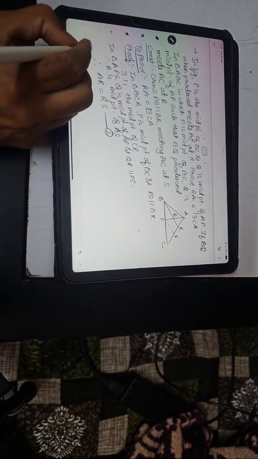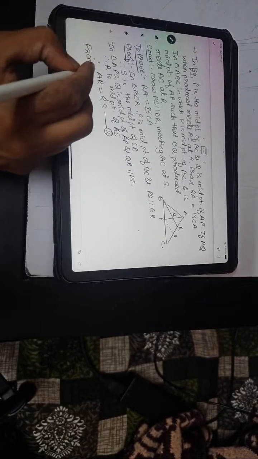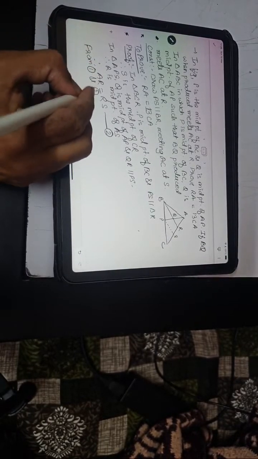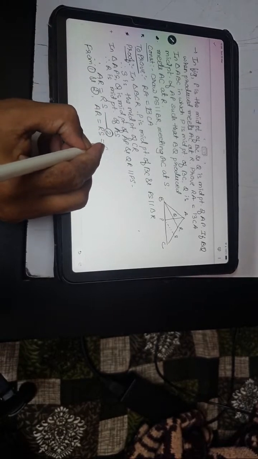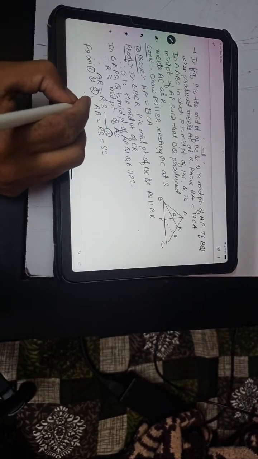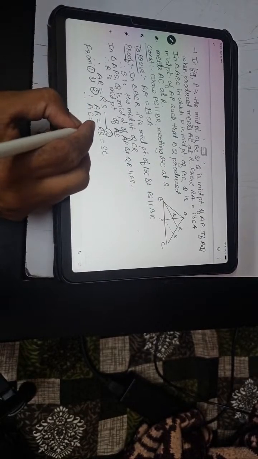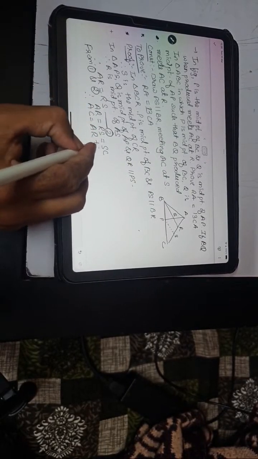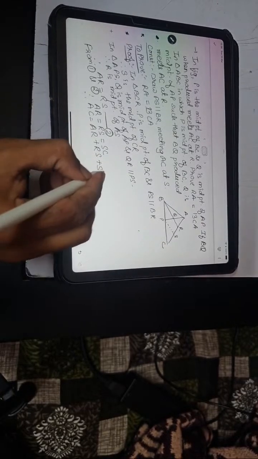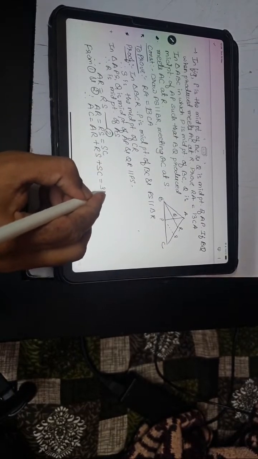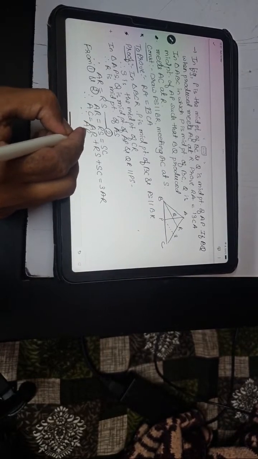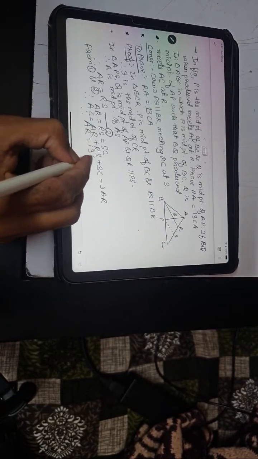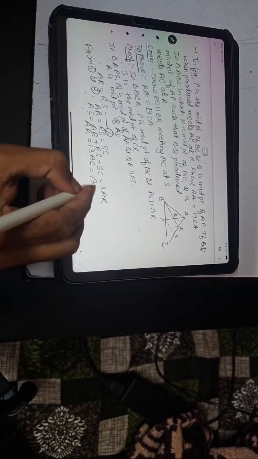And from 1 and 2, I can say AR equal to RS equal to SC. So therefore AC equal to AR plus RS plus SC, which is equal to 3AR. So therefore AR equal to 1/3 AC, which is equal to 1/3 CA.